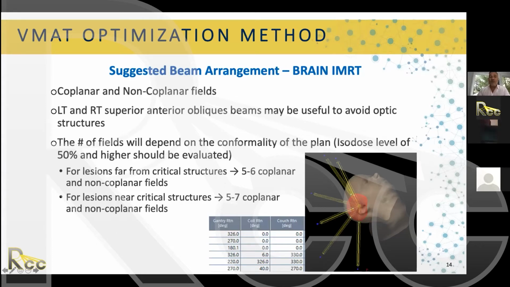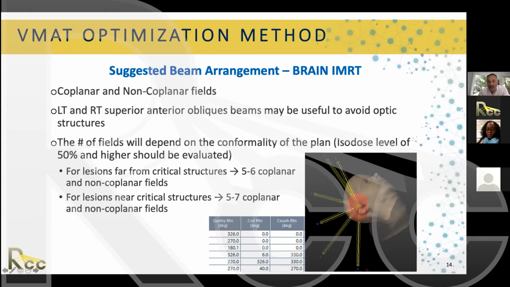So you need to make sure that the left and the right are all superior oblique. So you don't come with anything inferior because you know that that's going to collide with the patient. In terms of number of fields, actually, it depends how conformal you want to make the plans. For lesions that are close to critical structure, and this is a suggestion again, 5 to 6 coplanar and non-coplanar fields are okay. When they're close to critical structure, maybe you need to add a couple more, but you can always work with 5. Sometimes you can do plans with 4 fields, and that's okay.